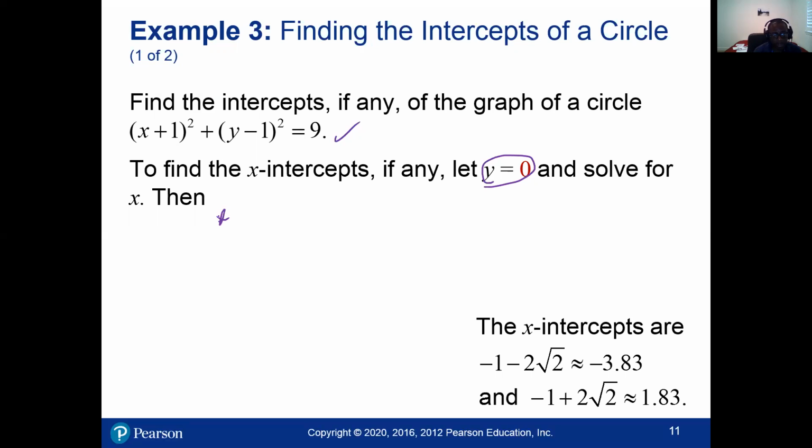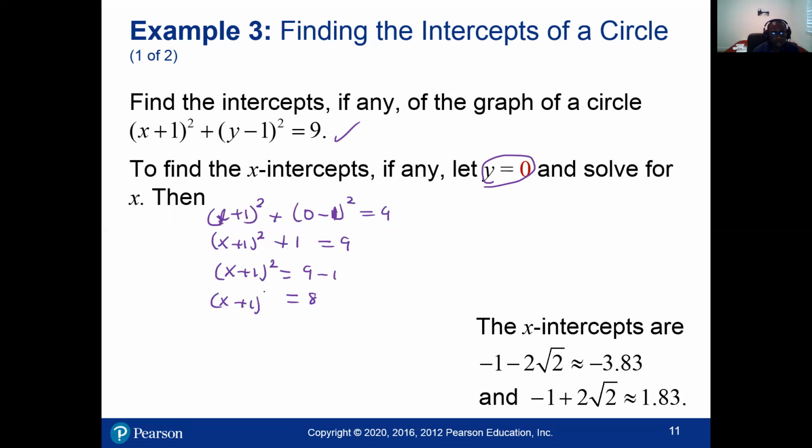We have (x plus 1) all squared, plus (0 minus 1) all squared is equal to 9. So that gives me (x plus 1) squared, plus 1 if you square that, and that is equal to 9. So (x plus 1) all squared is equal to 9 minus 1, which is 8. Now I can take the square root on both sides. So x plus 1 is equal to plus or minus the square root of 8, which is the same as plus or minus 2 square root of 2.